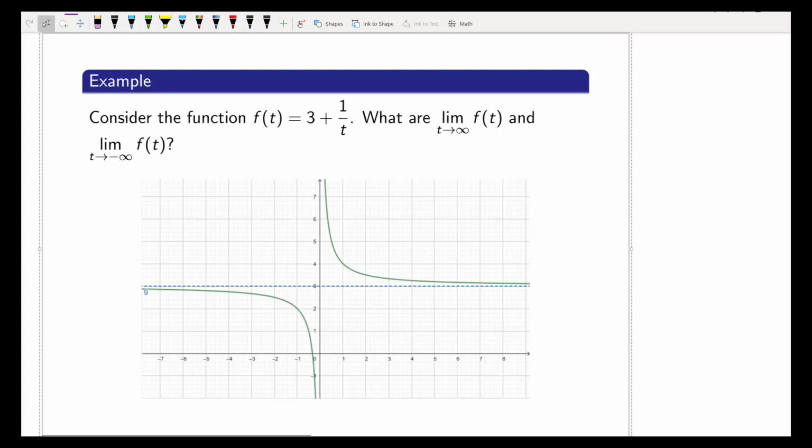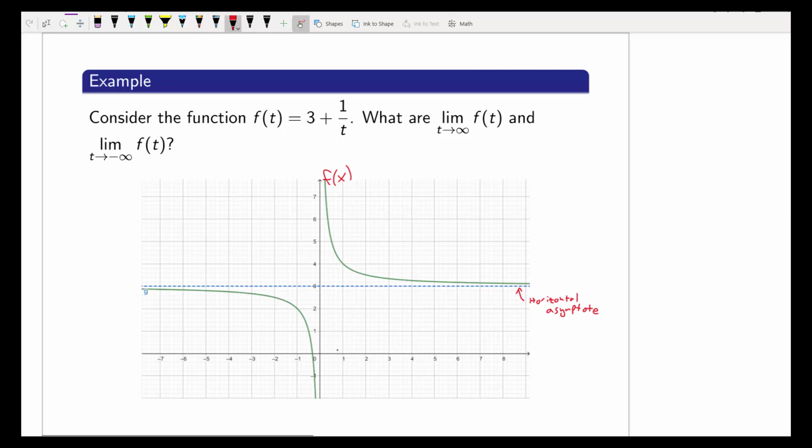So the green line here is your f of x. And this blue line is what we will later call a horizontal asymptote. It's not actually part of the function, but what we see for this function 3 plus 1 over t is the following.